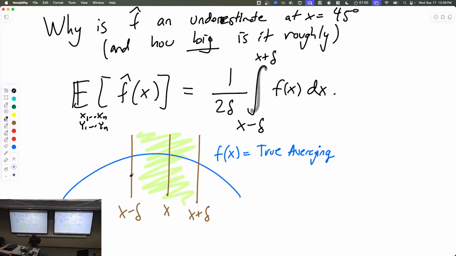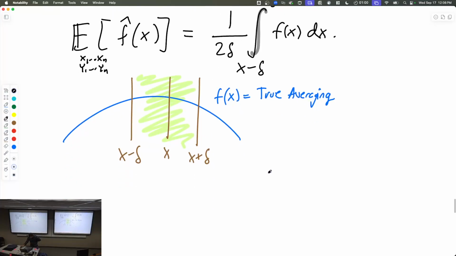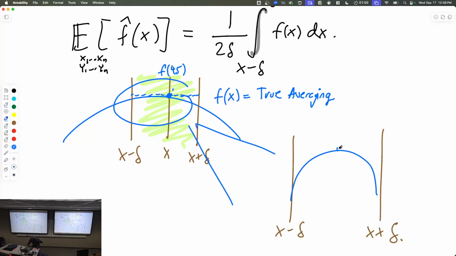And when you average this thing, what is going to happen? I claim that at 45 degrees, the average is less than the value. You can see that on the graph. The average is somewhere over here, while the true value is up here. That's f of 45, and the average value is somewhere less. Let me zoom in and make a zoomed-in version so you can see it even better. So here's x minus delta to x plus delta. To make it look really extreme, I'm going to exaggerate the features. So it looks like this, and we're at the very tippy top, the maximum. This is f of 45.